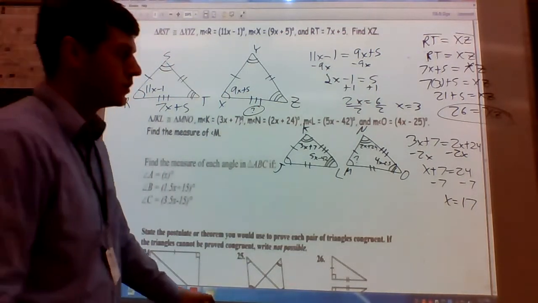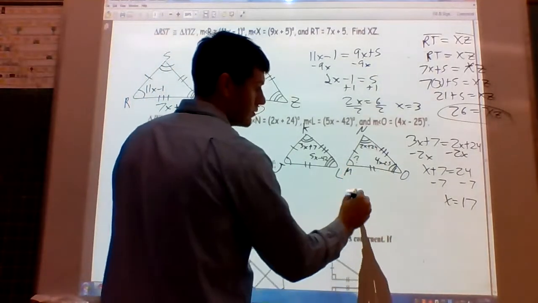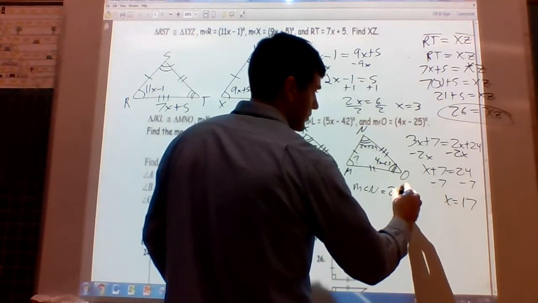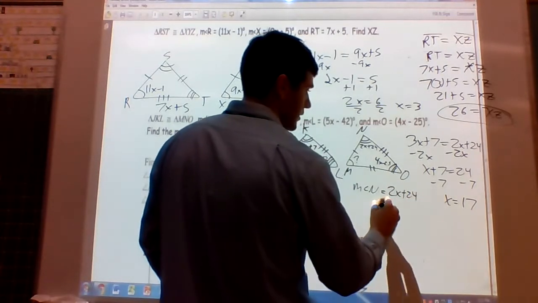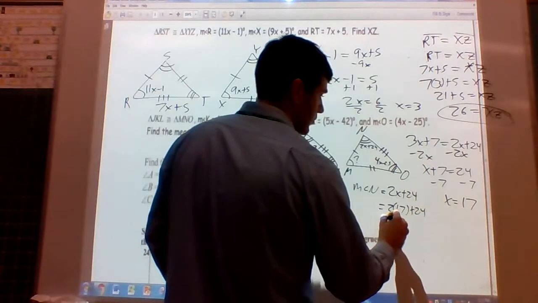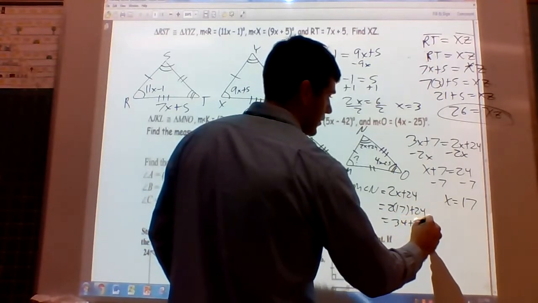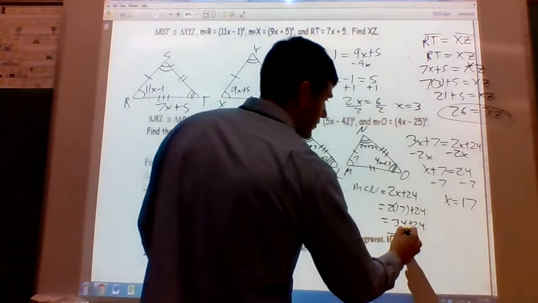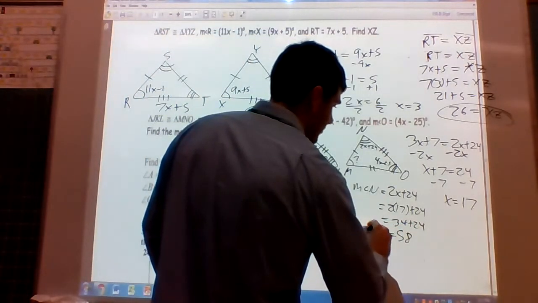So now we can substitute in 17 for angle N. So the measure of angle N equals 2x plus 24. So it's going to equal 2 times 17 plus 24, which is going to be 34 plus 24, which is going to be 58. Okay, so that's the measure of angle N.